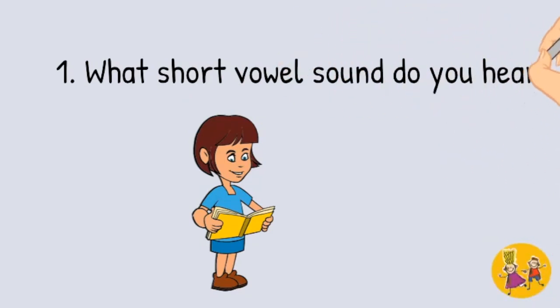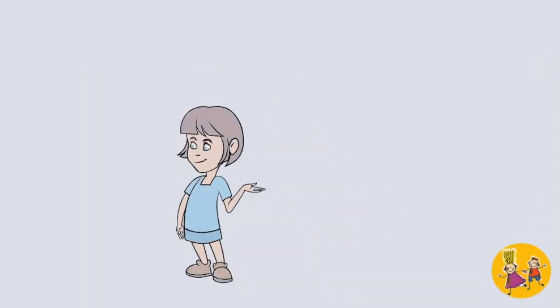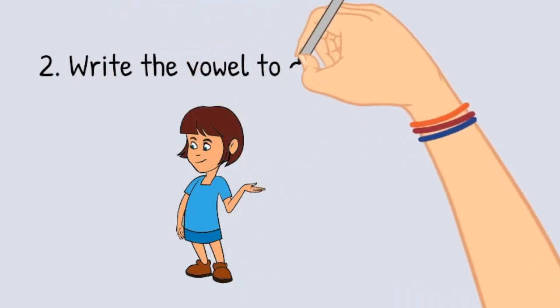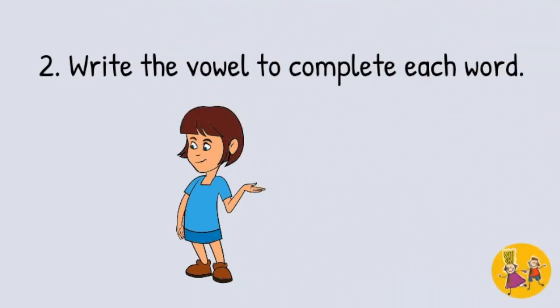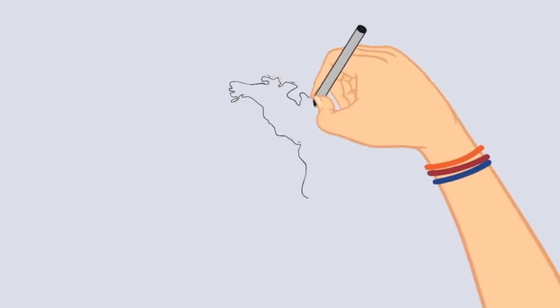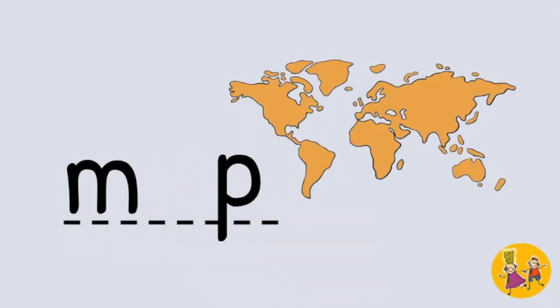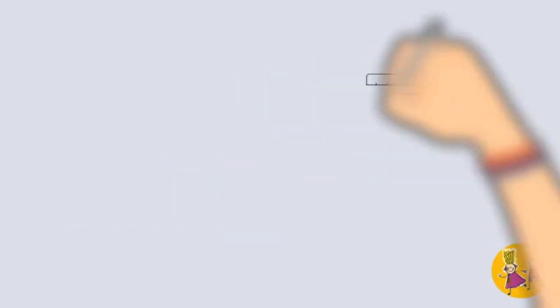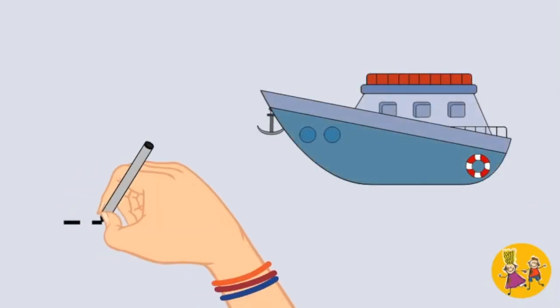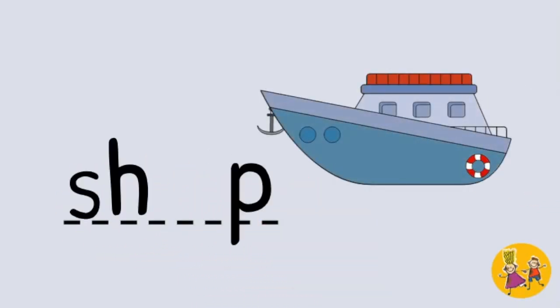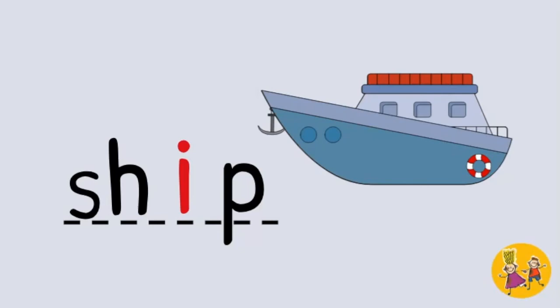First, what short vowel sound do you hear? Second, write the vowel to complete each word. Map. Sound A, letter A. Ship. Letter I, sound I.